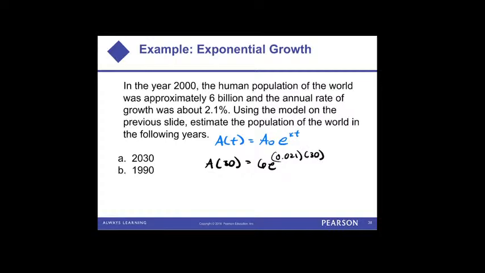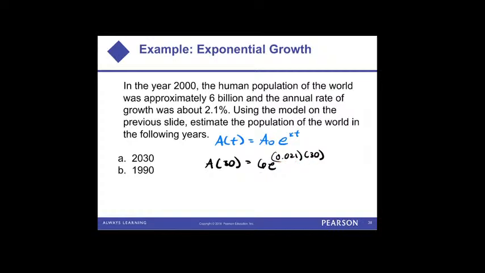Using the model on the previous slide, estimate the population of the world in these years. So we plugged in the different components. After 30 years, if we started with 6 billion people in the year 2000 at a growth rate of 2.1%, and again, this runs for 30 years, at this point we would just plug it in the calculator. And so that's part A.